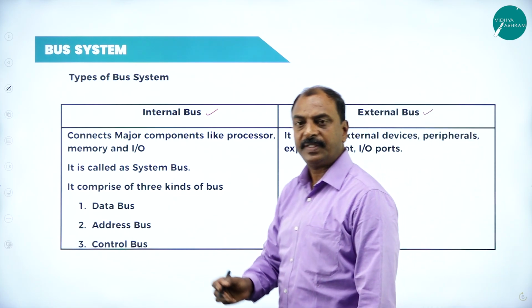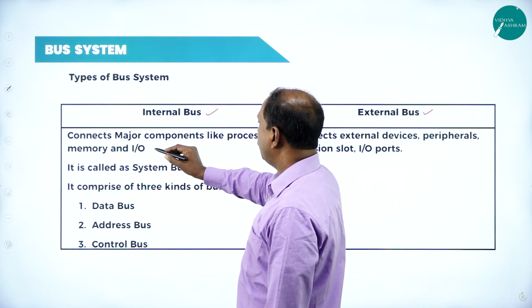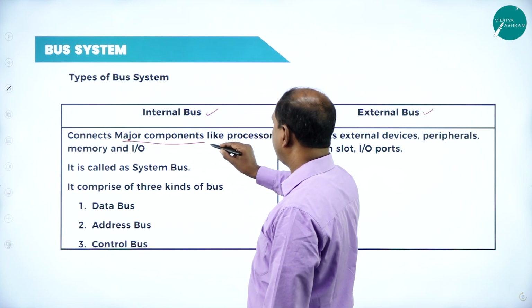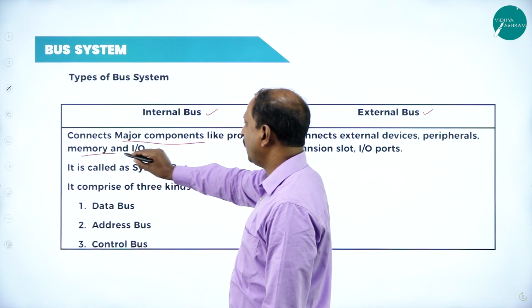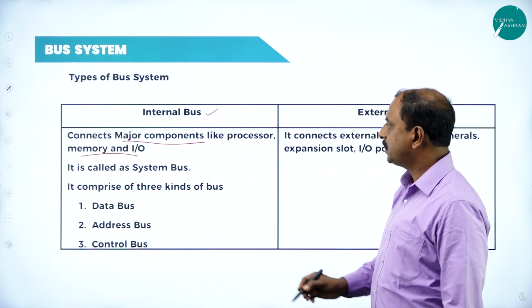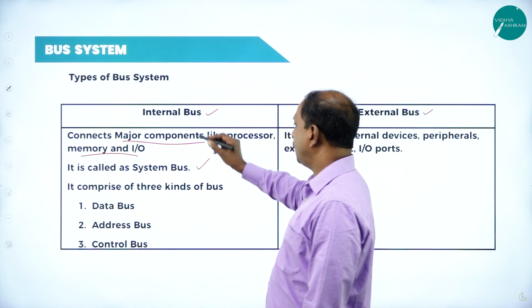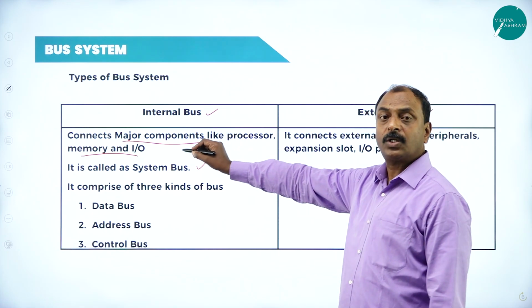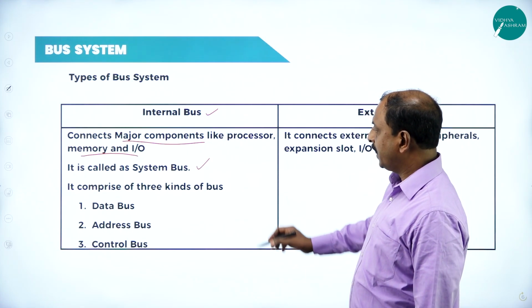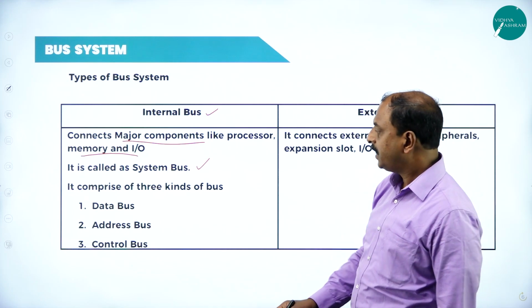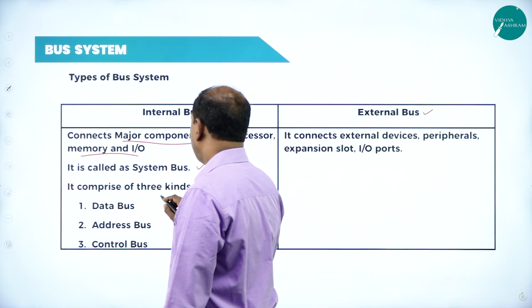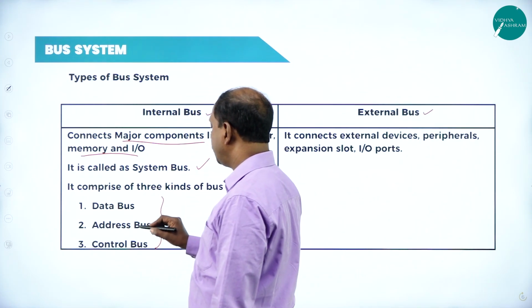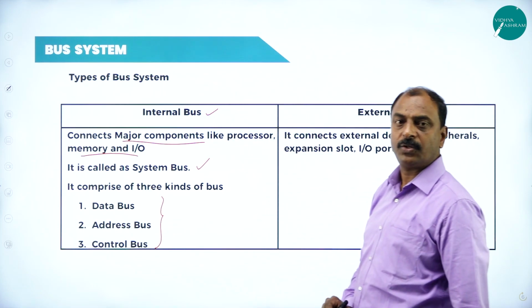As we have seen in the previous slide, the internal bus connects major components like the processor, memory, and I/O devices, so it is called the system bus. The internal bus is also called the system bus, and it connects the major components on the motherboard. And we have different types of internal bus: data bus, address bus, and control bus.